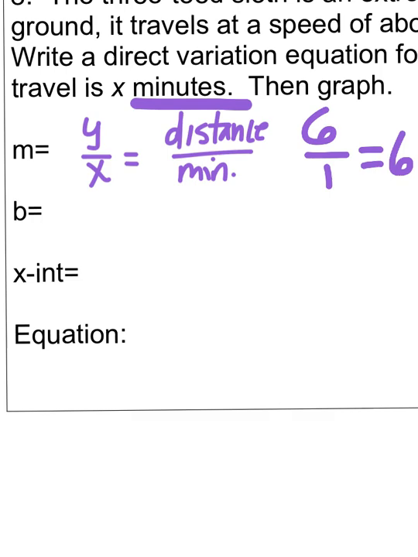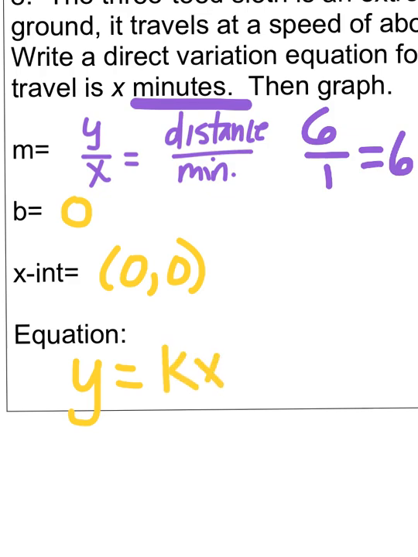Now, since this is a direct variation problem, we know the b is 0, or 0, 0. That means that the x-intercept is also 0. Now let's look at the equation. We know it's direct variation, so it's y equals kx, where k is the slope. Since the slope is 6, we'll have the equation y equals 6x.